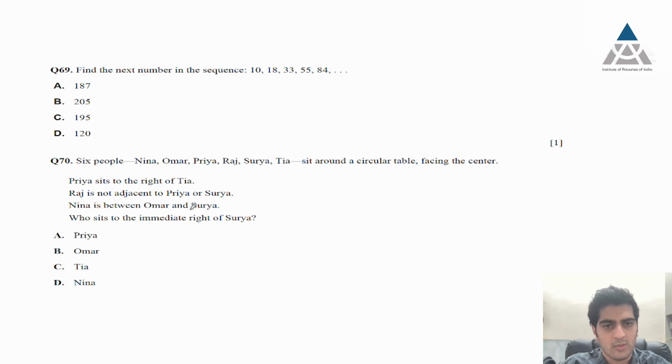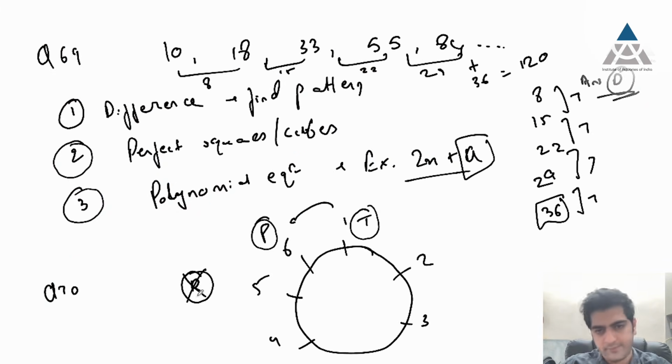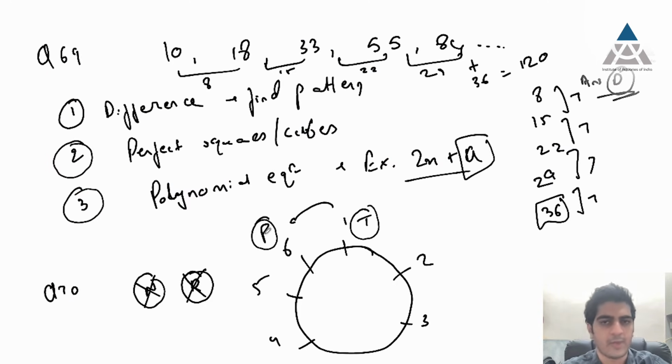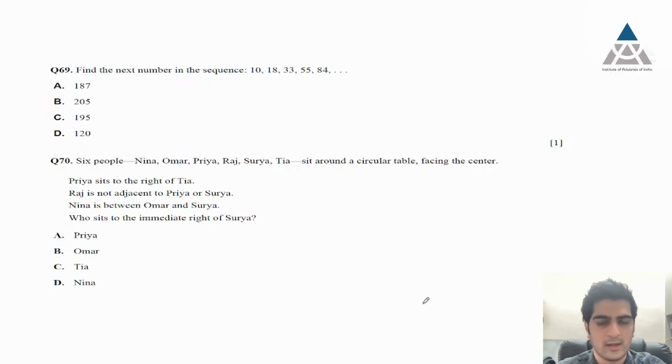Nina is between Omar and Surya. Okay. So we have Nina, who again will definitely not be here. Nina is definitely not here. Why? Because Nina is between Omar and Surya. You have Priya over here. Nina is also definitely not here because here you have Tia. So Nina is somewhere in between, which means she's either here or she's here. Okay, Nina could be either 3 or 4.